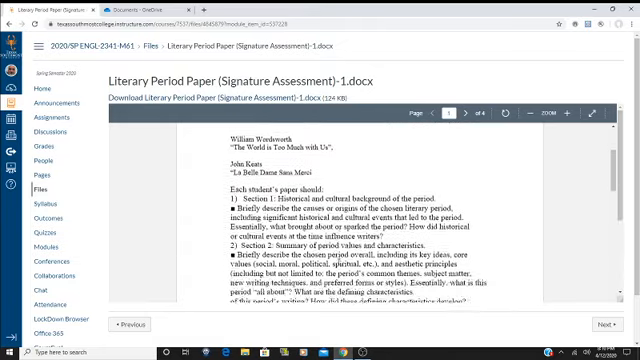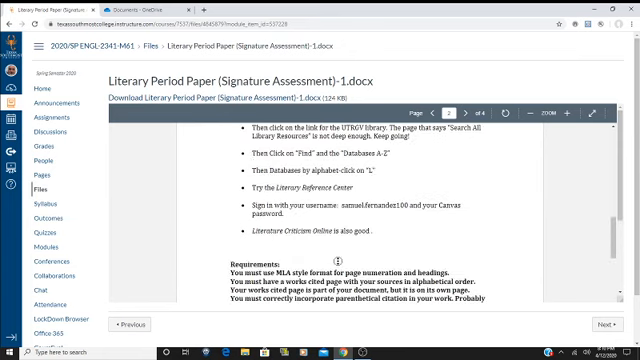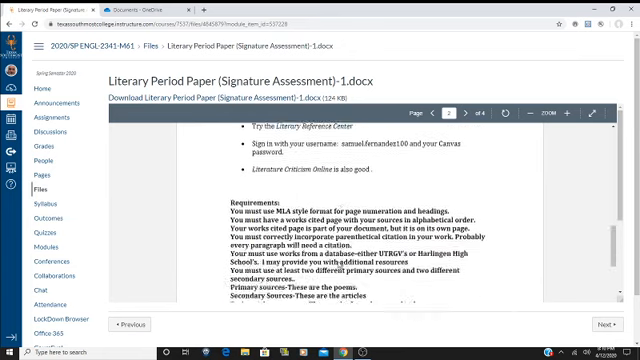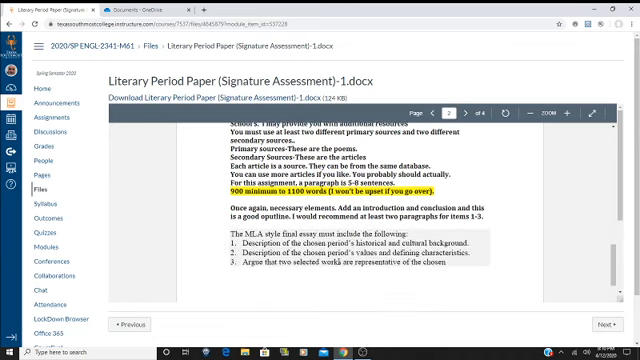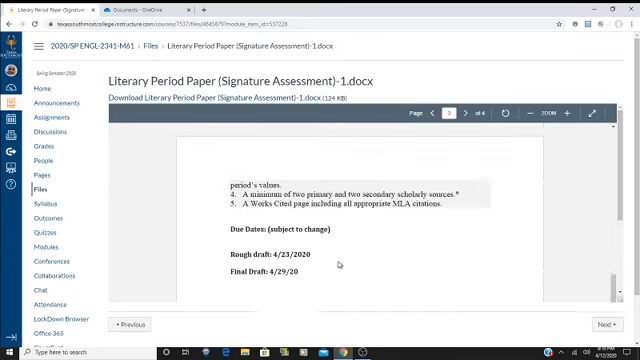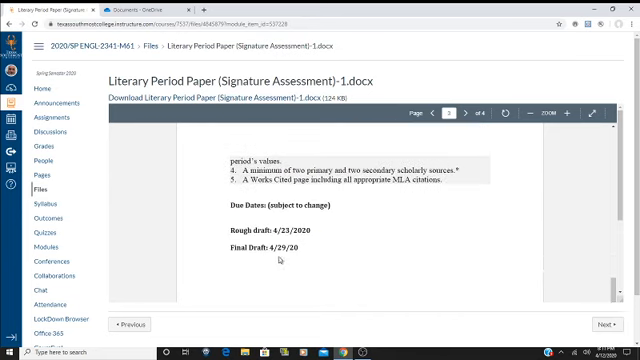Okay? Now, as far as the databases and stuff, you can certainly use those, but I've gone ahead and put some up there. You should have 900 to 1100 words. You should follow MLA style. And your rough draft is due on the 23rd, and your final draft is due on the 29th.